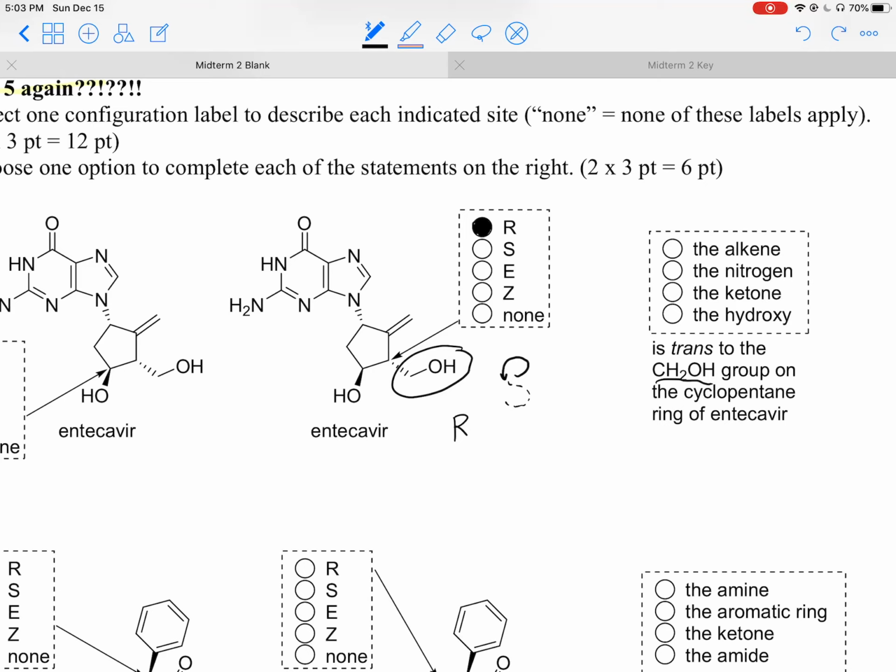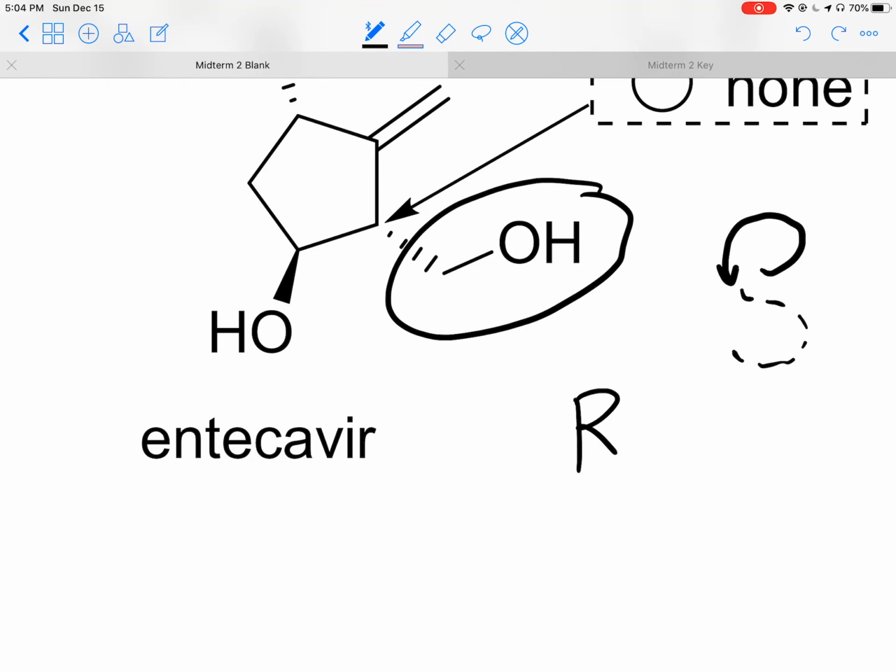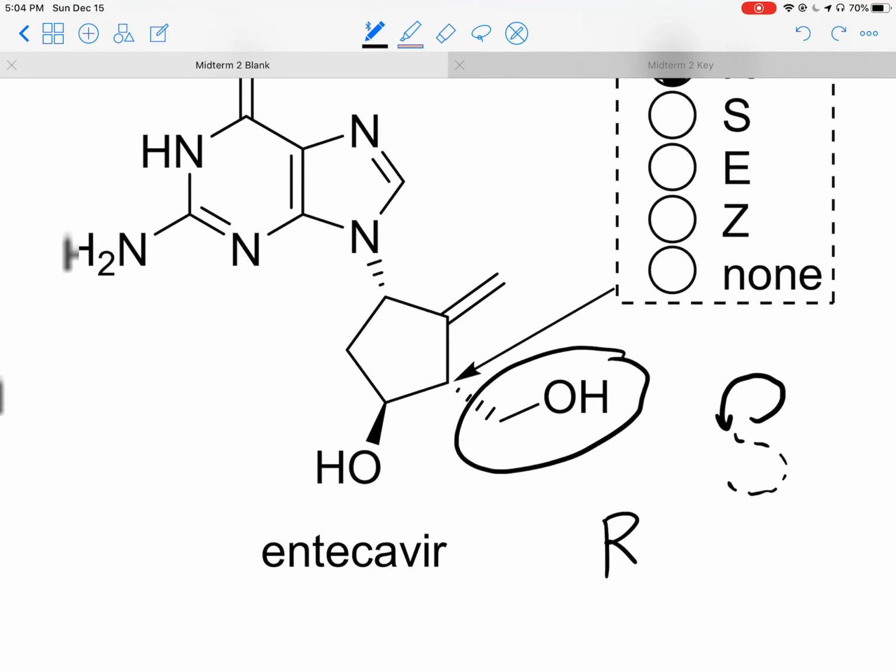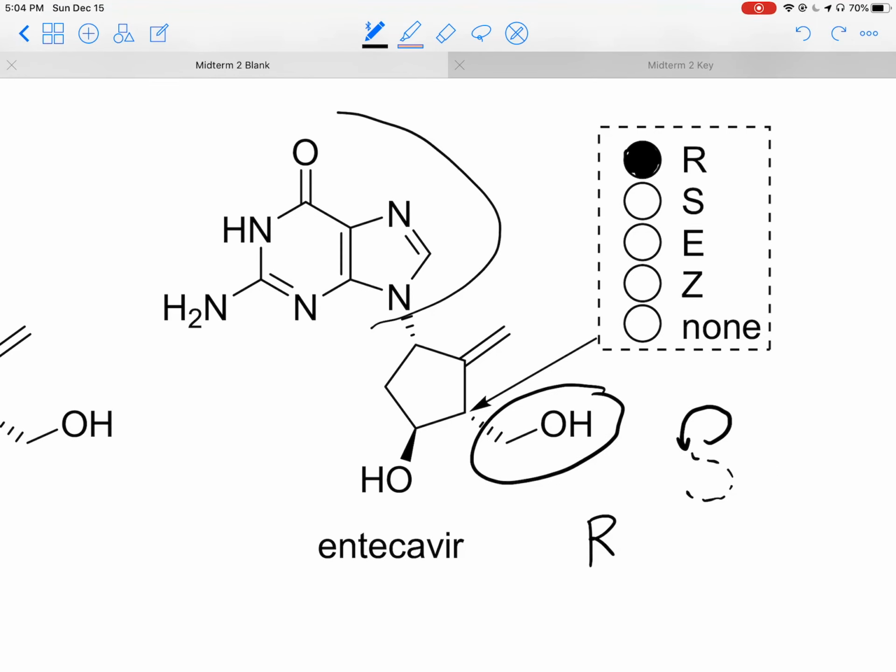If you'll remember, on a ring, it's really limited. You can't rotate within a ring, so all of the substituents are locked in place. Even though trans and cis are usually applied to alkenes, they can also be applied to rings because there is limited rotation. So we are looking for something that is opposite of the CH2OH, right? If it was cis, it would also be dashed, like this entire group right here. That is cis to the group that I circled here.